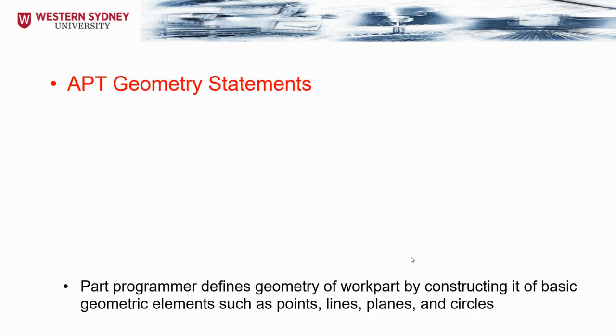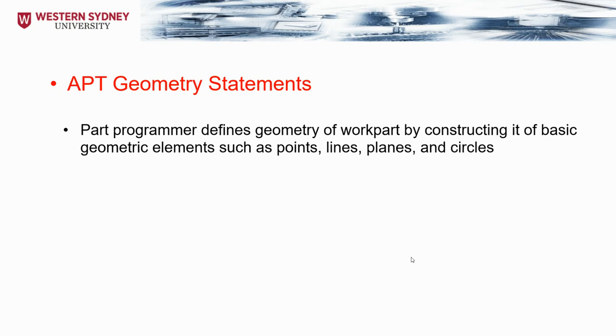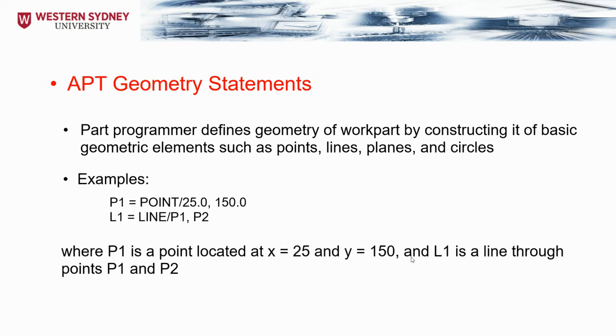In the geometry statement of the APT, the part programmer defines the geometry of the work part by constructing its basic geometric elements such as the points, the lines, the planes, and the circles. An example for that, we can set that P1 is going to be point number 1, which has an x value of 25 and a y value of 150. You can make the same definition for point number 2, P3, P4, P5.